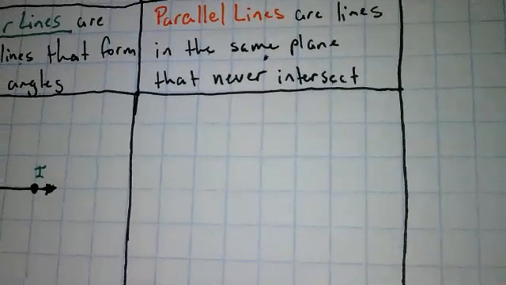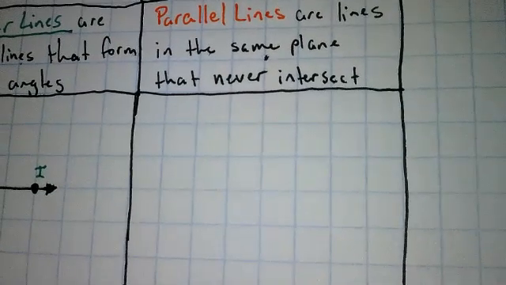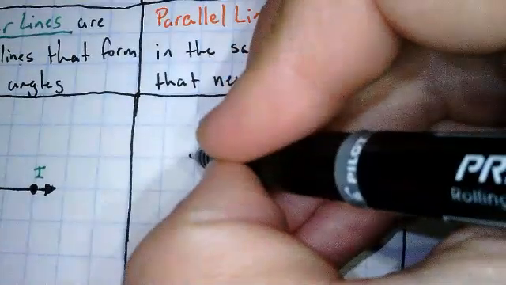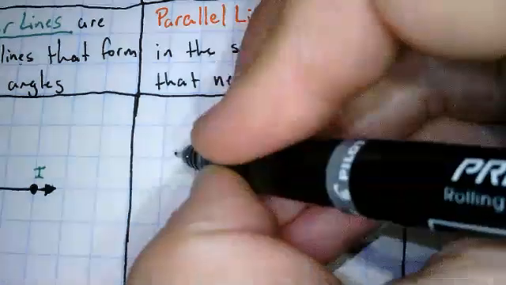Alright, I'm going to go ahead and start drawing my picture. There's a pretty easy picture here. I'm going to draw two lines. They're not going to touch each other. Oh, easy.